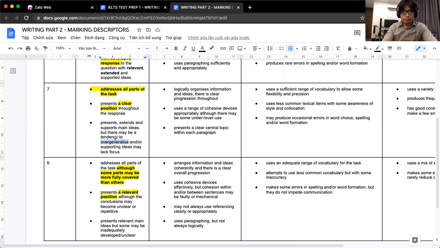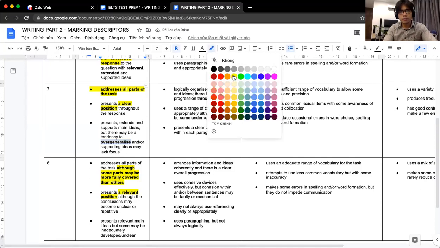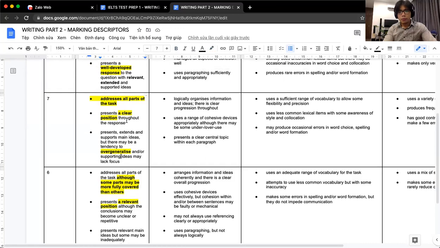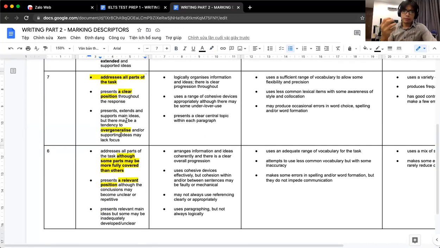Okay, and here, the difference between band 8 and band 7, all right, is that one, you overgeneralize. Okay, you overgeneralize. Chung quá. Okay, you need enough details, right? You don't want to generalize things. Okay, or your ideas, right?